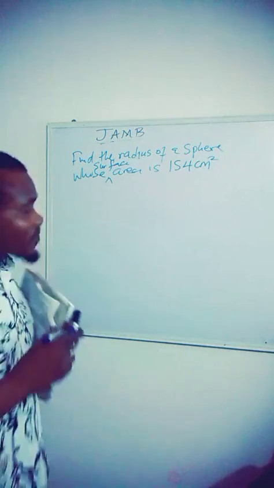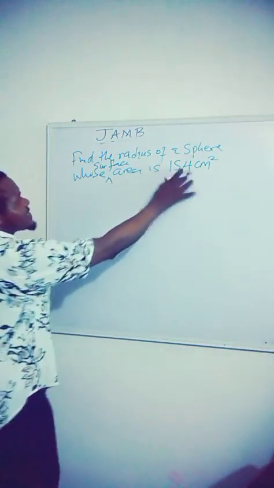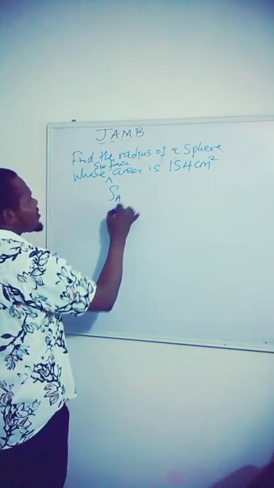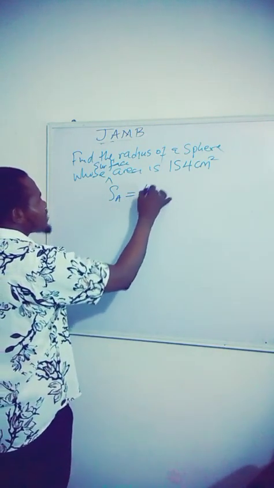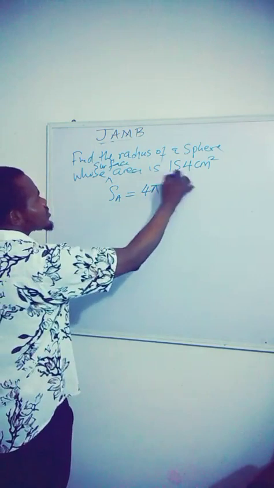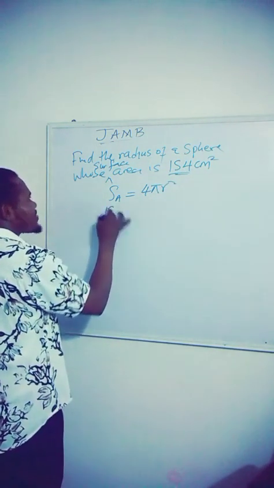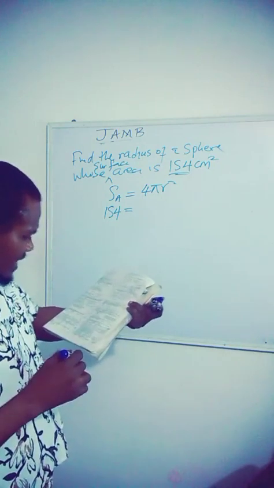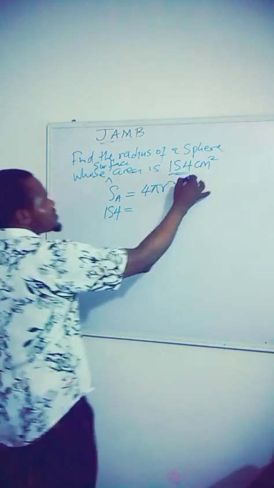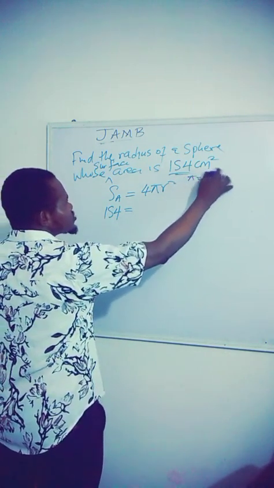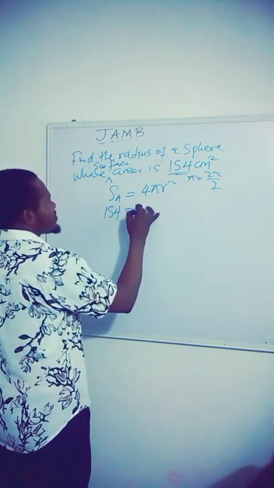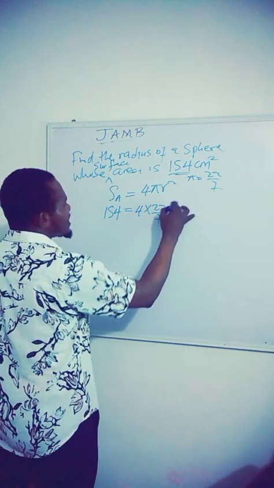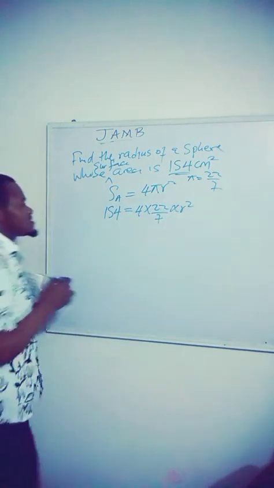So let's go. Now we are saying this centimeter square. The surface area of a sphere is 4 pi r square. We have been given the surface area as 154. We are given pi to be 22 over 7. So we have 154 equals 4 times 22 over 7 times r square.